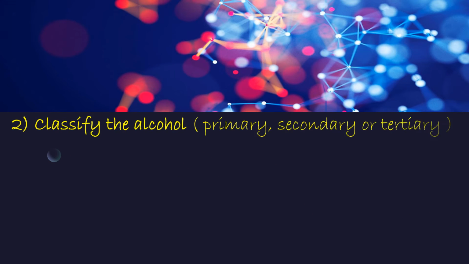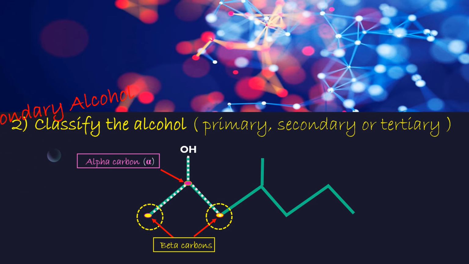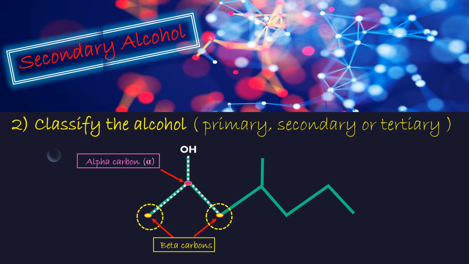To classify the alcohol, let's bring back the drawing that we just finished. First, we need to locate the alpha carbon. Remember that this is the carbon that is directly connected to the OH group, so the alpha carbon is here. There are 2 bonds leading directly from the alpha carbon, one on the left and one on the right. These 2 bonds lead to the beta carbons. Since there are 1, 2 beta carbons, this states that we have a secondary alcohol.